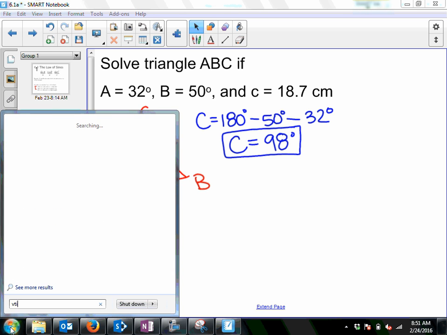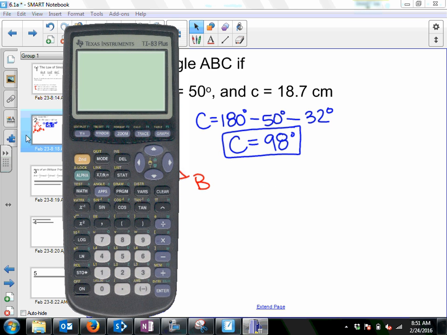Okay. So now, okay, I want to get my calculator up here.